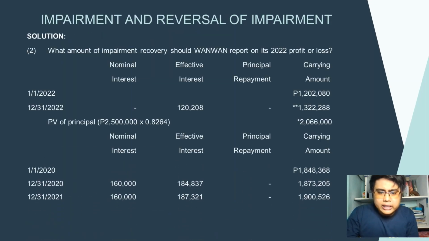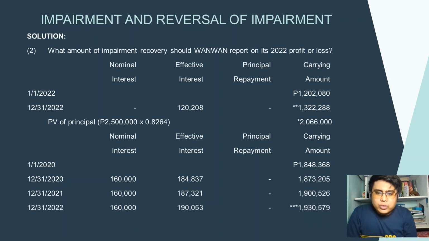Okay, kung babalikan natin yung previous PowerPoint natin, kung titingnan mo, kung walang impairment, ang amortization ng discount mo is 190,053 minus 160,000, that is 30,053. Pero dahil nagkaroon ng impairment at wala ka nang nominal interest na matatanggap in the future, ang interest income mo, which is equal to amortization of discount, is automatic 120,208. Ewan ko kung nakikita nyo yung mga digits na sinasabi ko.